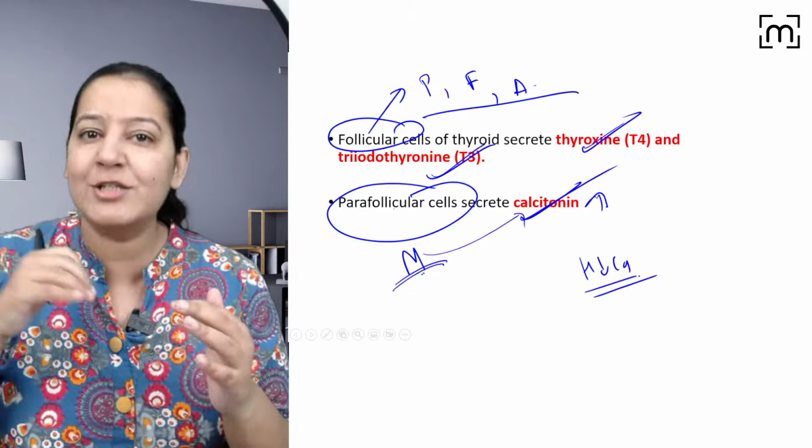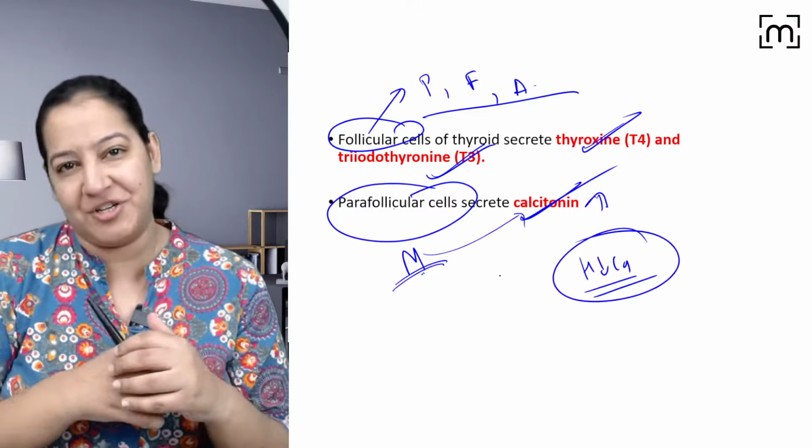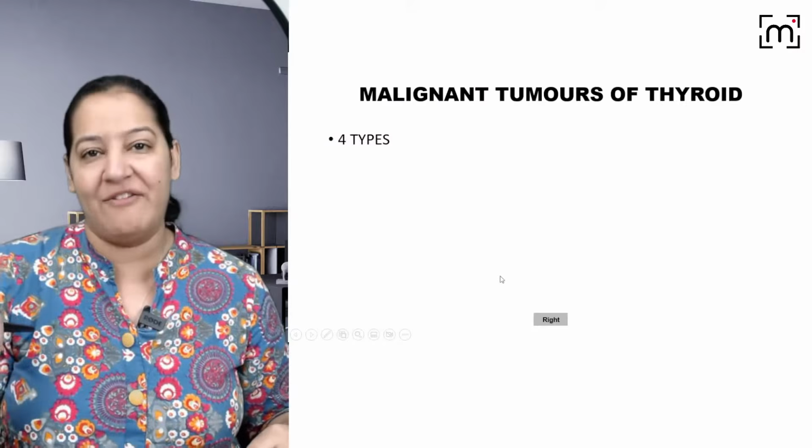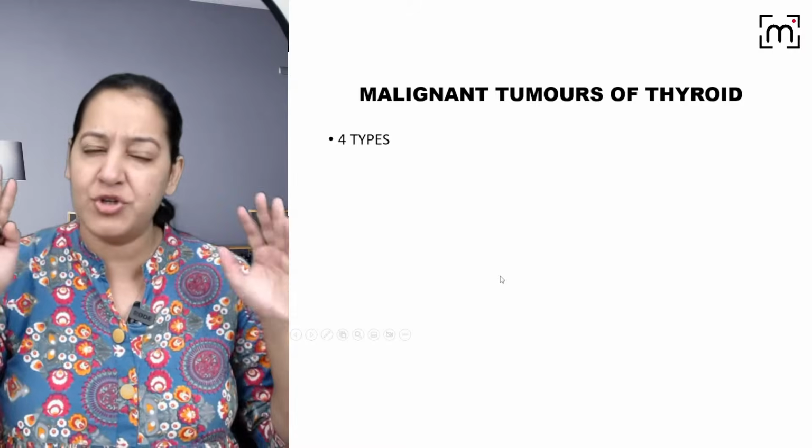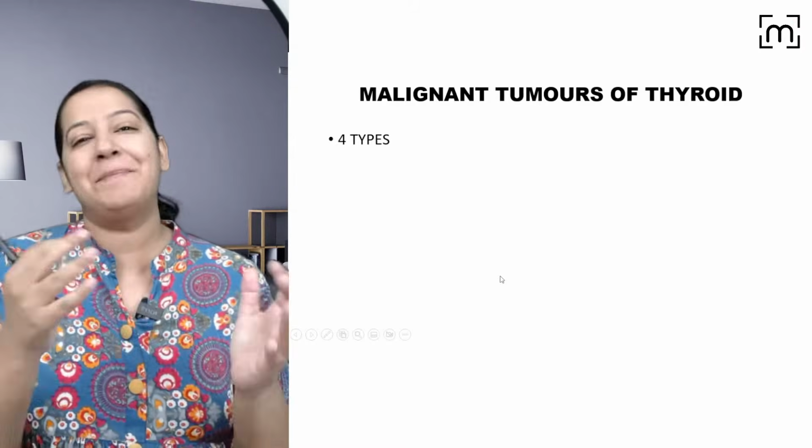Parafollicular cells secrete calcitonin, and calcitonin lowers the calcium. That is the reason. So there is a connection. Everything is connected with each other. You should know the basics. Anyways, let me start the tumors.